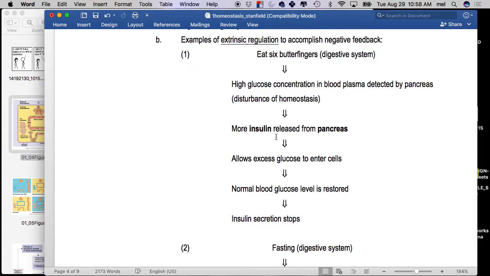Does that make sense? Okay, so 2 questions for you. Do you see that this is an example of negative feedback? Can you see that? Glucose level is high, you brought it back down. And now somebody, in your words, not mine, tell me why it's an example of extrinsic regulation.